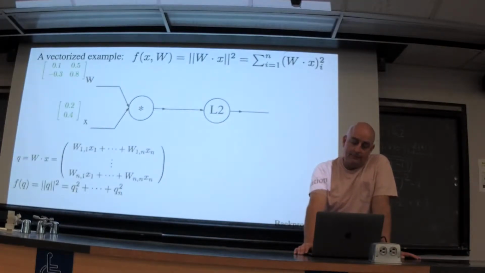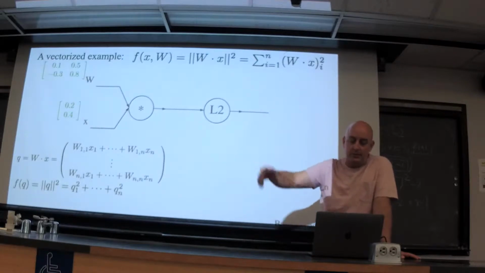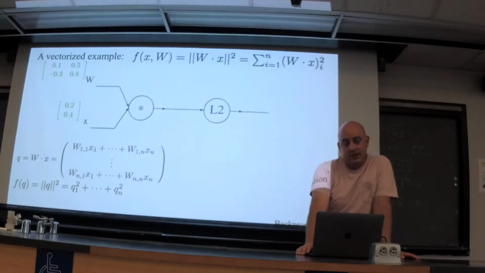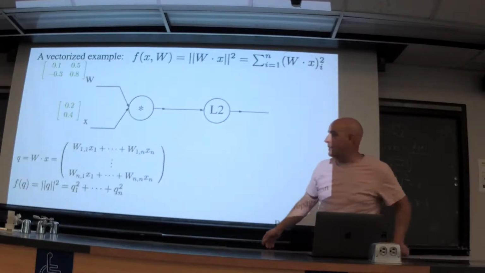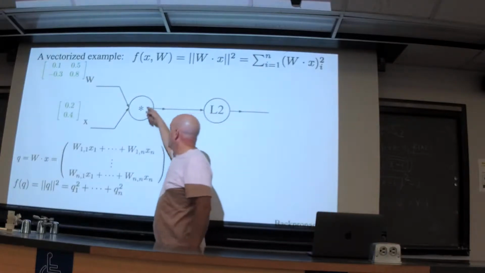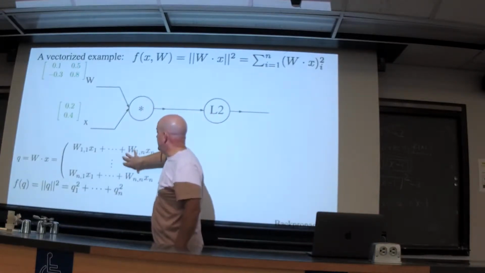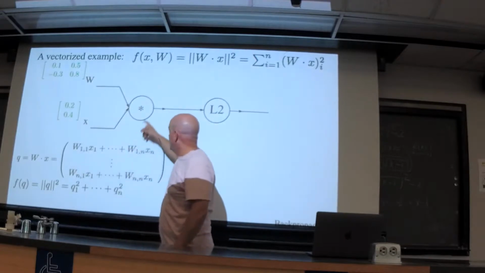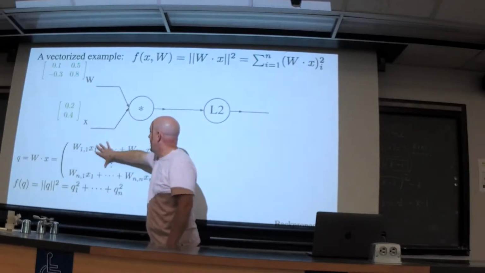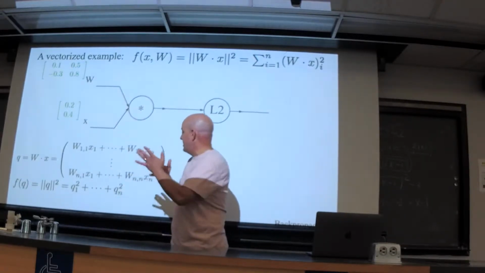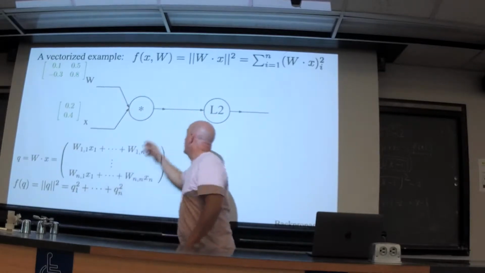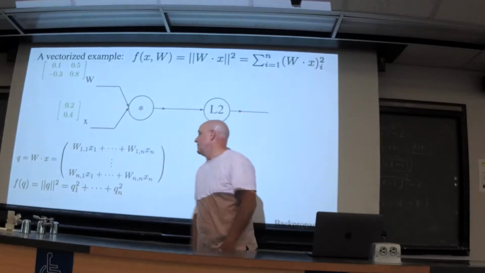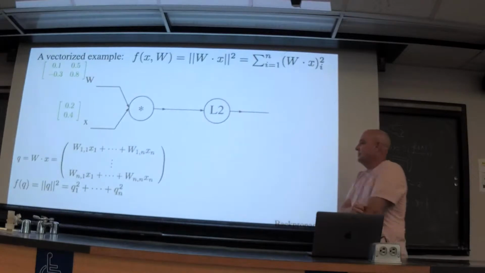You're going to pick some values for W. You're going to pick some values for x. You are going to have representations for your operations. So this is the output of W times x, that matrix vector product, and this node here is the square of the L2 magnitude.